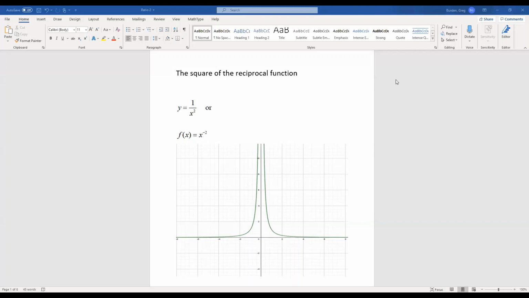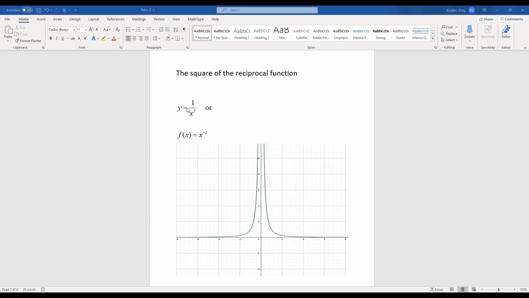This is the second video on the topic of graphs of rational functions. Here specifically we're going to start off with the square of the reciprocal function, or I guess you could call it the reciprocal of the squaring function just as well. y equals 1 over x squared, or f of x equals 1 over x squared. And you can write it in exponent notation also with a -2 exponent.